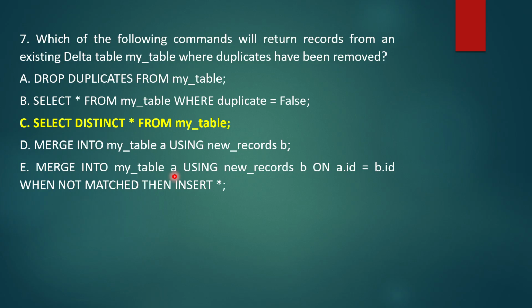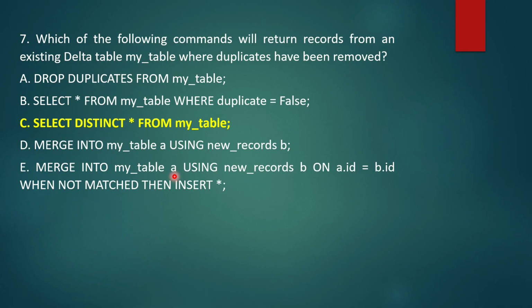Coming to the next question. Which of the following commands will return records from an existing Delta table, my_table, where duplicates have been removed? Here are some options. The main command should read from the Delta table and remove duplicates in the result. This is the summary of the question. The correct answer is SELECT DISTINCT * FROM my_table.